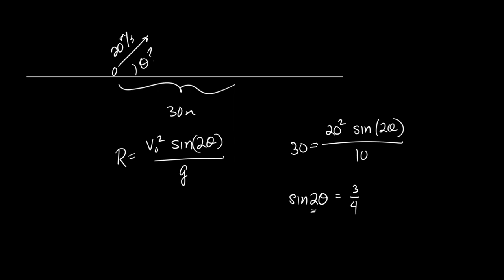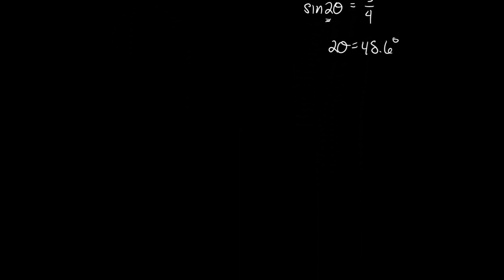So I want to point something out here, and this part is important. So I do 3 divided by 4 and get 0.75. I do inverse sine, and I get that 2 theta equals 48.6 degrees. So I divide that by 2, and that tells me that theta equals basically 25 degrees. That all good?